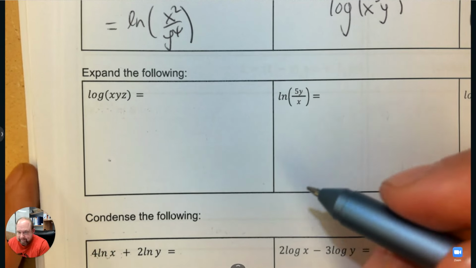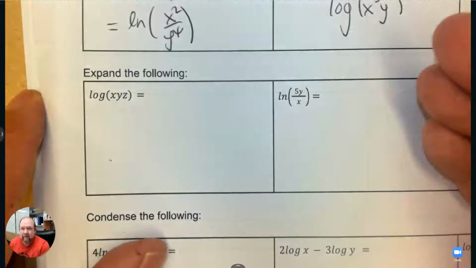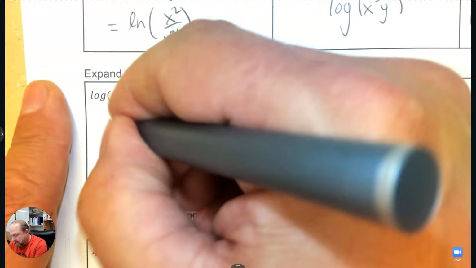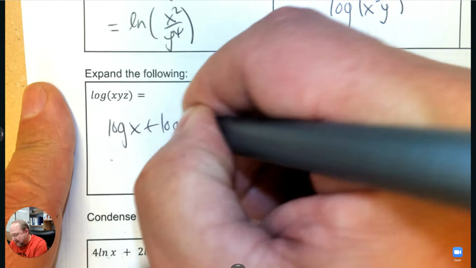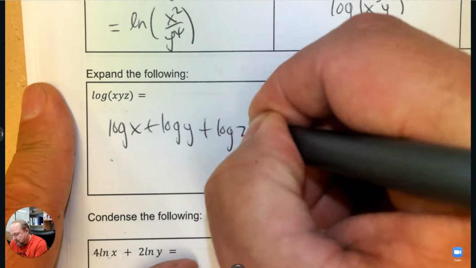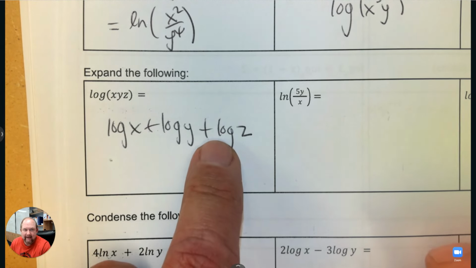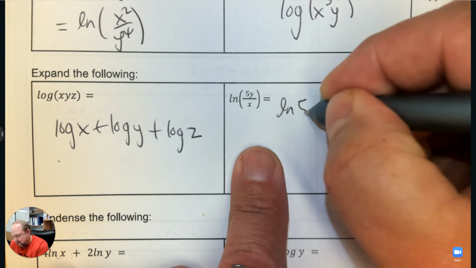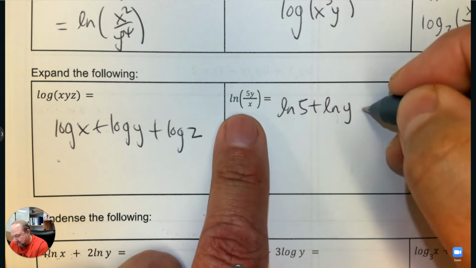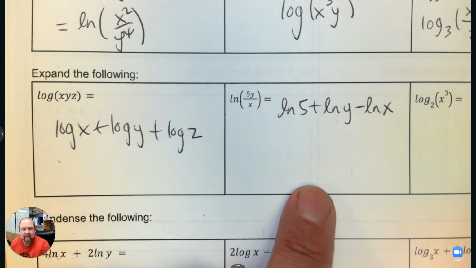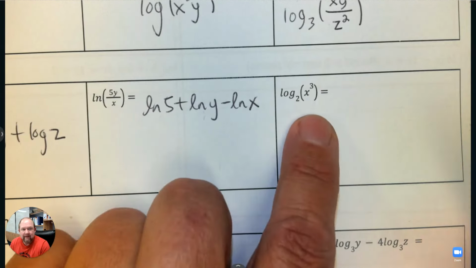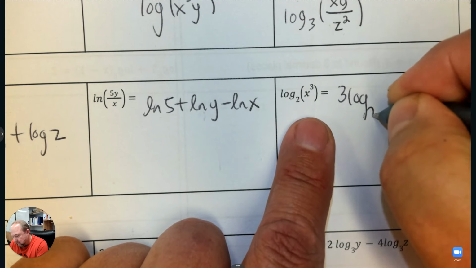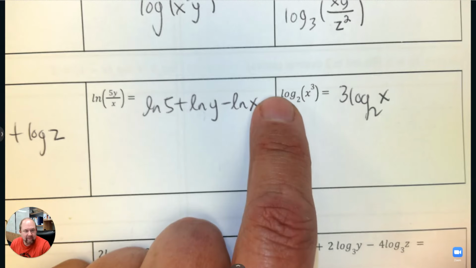The other direction, you have one logarithm and you want to expand. So if you see multiplying, that means you are going to add to expand. So add and then add again. Here, if I see multiplying, that's adding. If I see dividing, that's subtracting. If I see an exponent, that means it goes as a product in front.